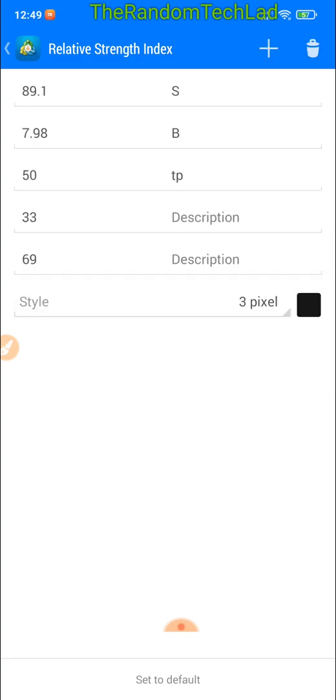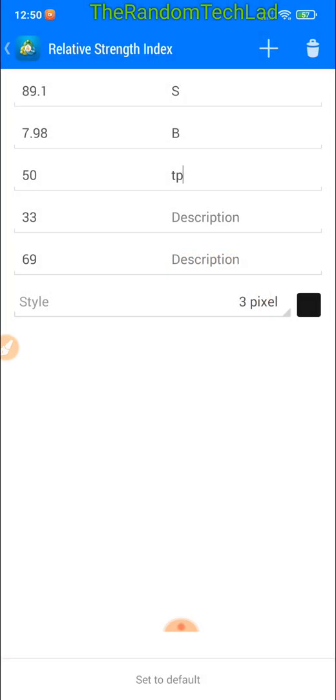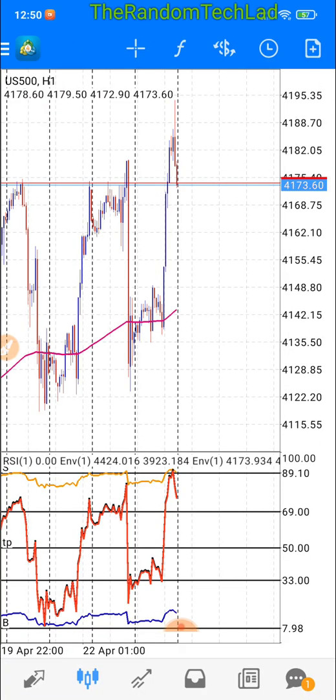And these are the levels that we will be using. Make sure you've got these levels and these descriptions that I have got. And once you're done, you can choose any color that you want. I've got black, and your RSI will pop up.